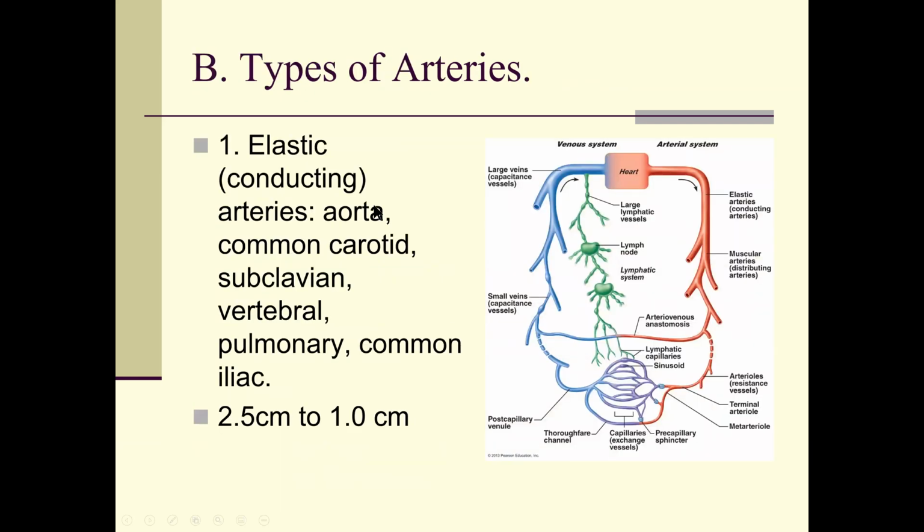Types of arteries, we have elastic conducting arteries, okay? Aorta, common carotids, subclavian, vertebral, pulmonary, common iliac. Primarily, when we think about the elastic arteries, we think of the aorta and common carotids. Why do we call them elastic? Because remember, the aorta is going to take the full pulse of the heart as it comes out of the heart. So the aorta is going to expand with that pulsation, with the ventricular contraction, okay?